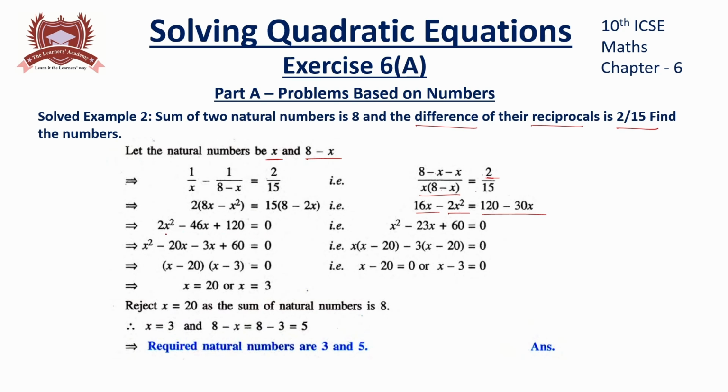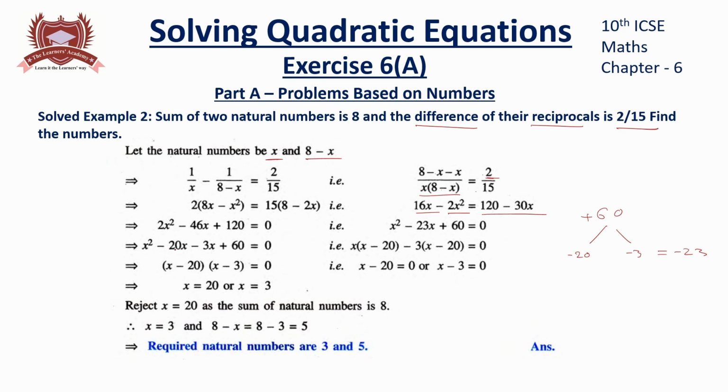Again, all the numbers are even numbers, so I can divide it by 2, giving me x square minus 23x plus 60 is equal to 0. Now I need 60 to be separated into two parts. Now it's a plus 60, so both of the numbers need to be either negative or either positive, so I can have them as minus 20 and minus 3. Adding them, I'll end up with the sum as minus 23.